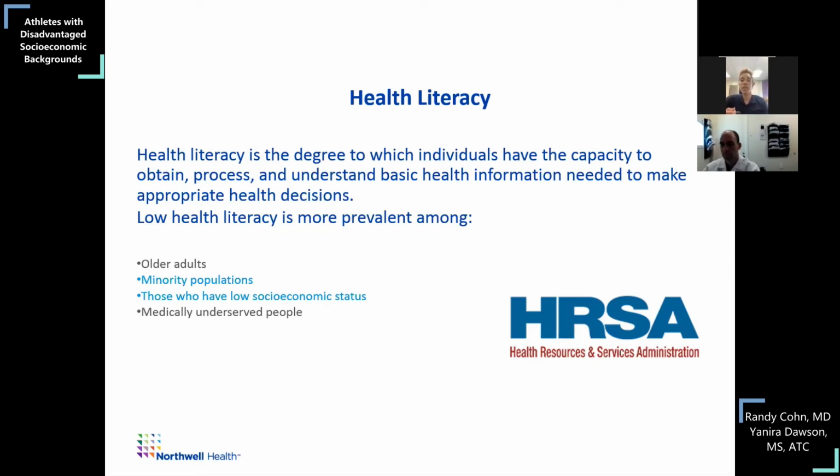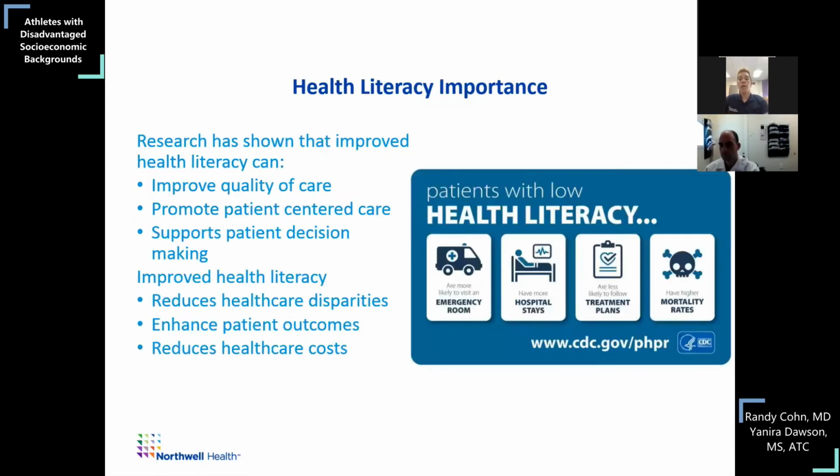Your health literacy is the degree to which individuals are able to understand and obtain the basic health information that you give to your patients. It's not really common in populations where you have people with higher educations, but you'll see this more in older adults, the minority groups, those who have lower socioeconomic status, and those who are medically underserved. So we have to remember that one's health literacy is important with written and verbal communication.